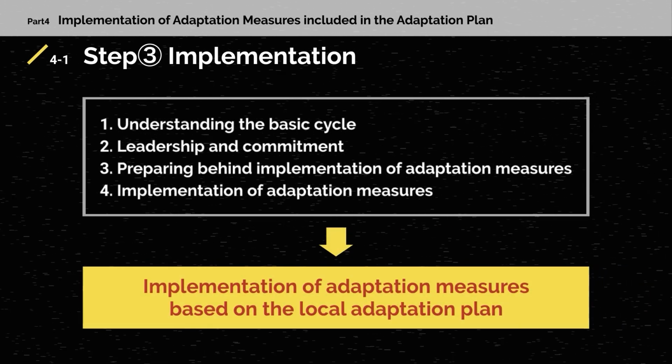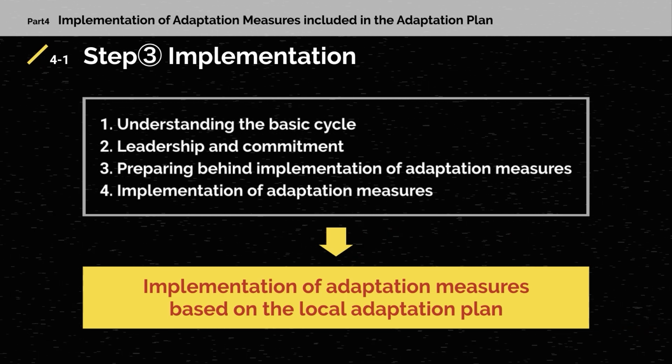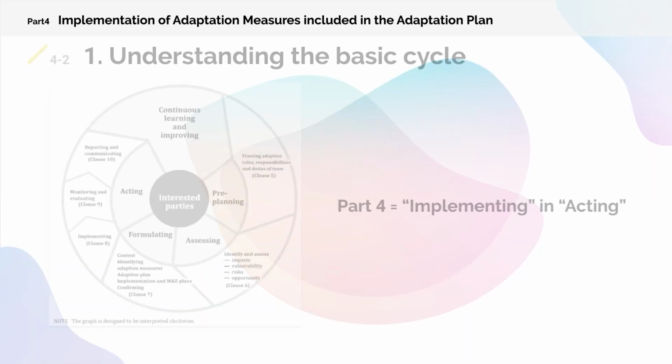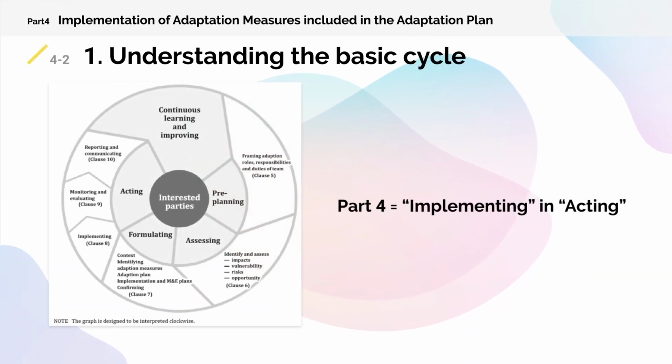With these 4 points in mind, the implementation of adaptation measures based on the local adaptation plan, as Step 3, will be carried out. Now, let's understand the basic cycle for commercializing adaptation measures in local areas. This diagram can be found at the beginning of ISO 14092. Moving clockwise, this is how the international standard defines the cycle, starting with local adaptation pre-planning, followed by impact assessment, adaptation planning and implementation of adaptation measures based on the adaptation plan, and finally for further improvement.